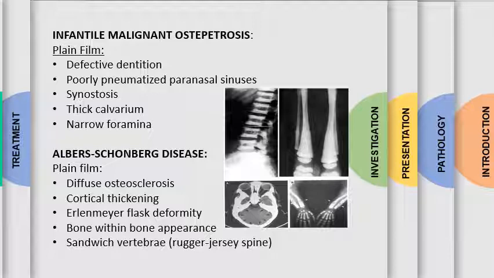Infantile malignant osteopetrosis can be seen on plain film as defective dentition, poorly pneumatized paranasal sinuses, craniosynostosis, thick calvarium resulting in poor brain development, narrow foramina, while an adult form will be seen as diffuse osteosclerosis, cortical thickening and loss of medullary space, Erlenmeyer flask deformity, that is relative constriction of the diaphysis and flaring of the metaphysis, endobone, that is bone within bone appearance, sandwich vertebrae, Rugger Jersey spine. This is seen as alternating sclerotic and radiolucent areas.